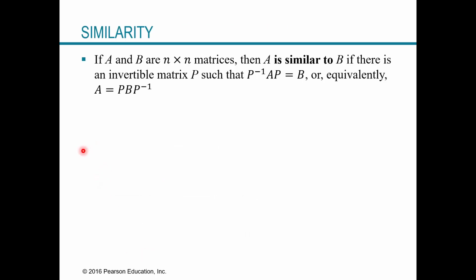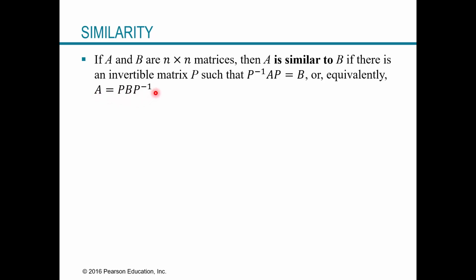All right, next let's talk about what's called similarity. So if A and B are n by n matrices, then we say that A is similar to B, and notice we are doing a math definition for the word similar here. If there is an invertible matrix P such that P inverse times A times P equals that other matrix B. Or the other way around is to say that P times B times P inverse equals A.